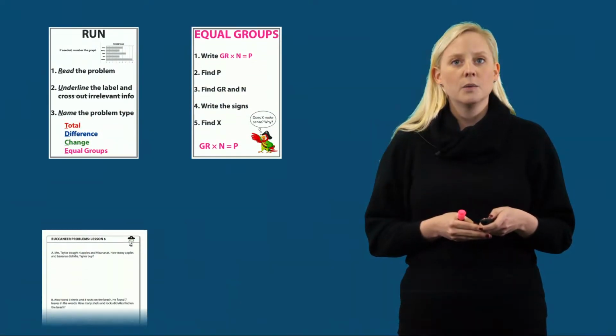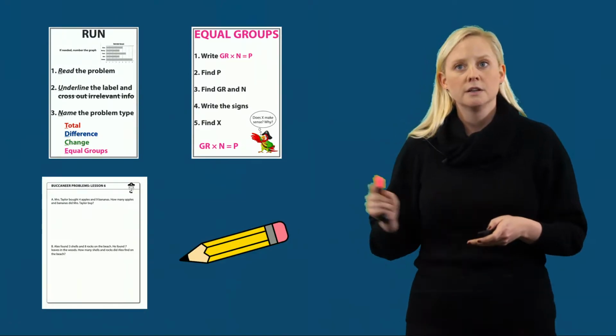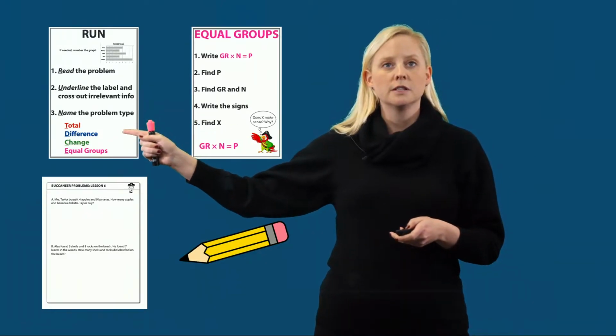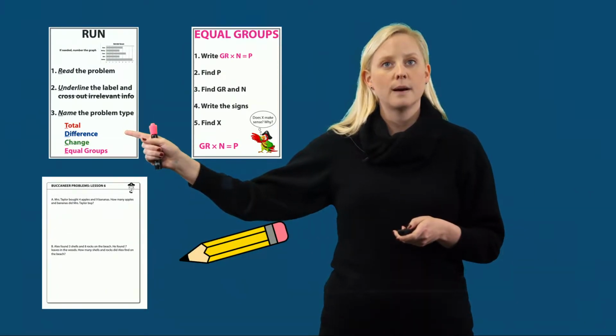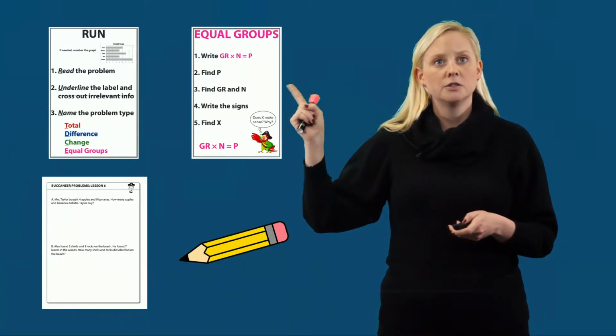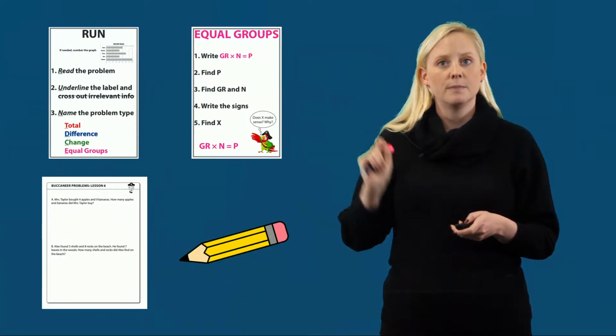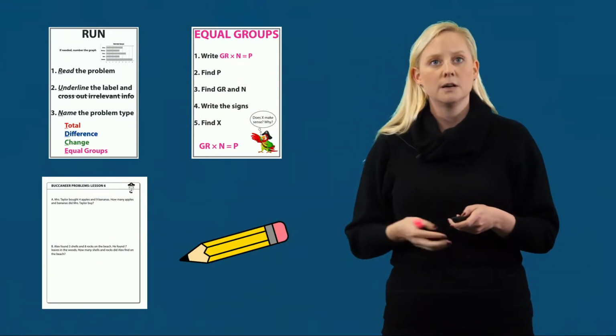You will need the following 4 items when you are solving equal groups problems with students. The first is our RUN poster. This is our word problem attack strategy poster that we use for any word problem we see. Next, you'll need your equal groups poster, which students follow to solve the problem. Third, you'll need your Buccaneer problem worksheet. And fourth, you'll need a pencil.